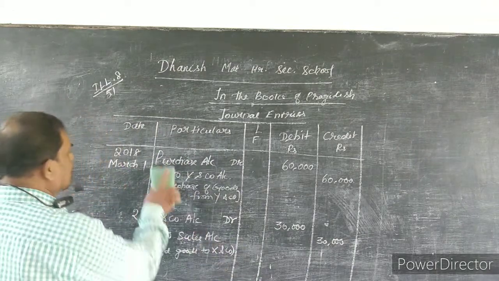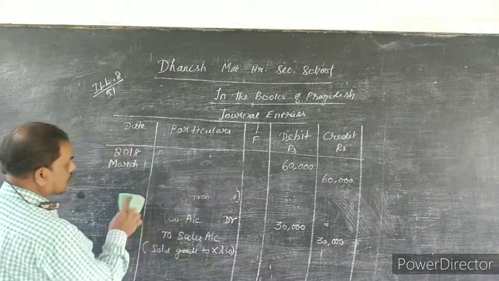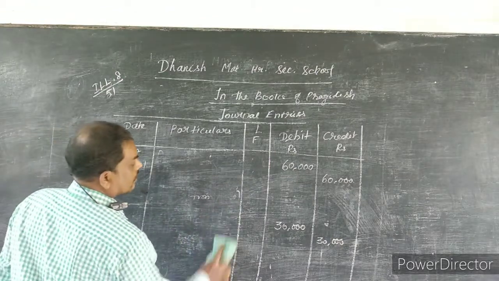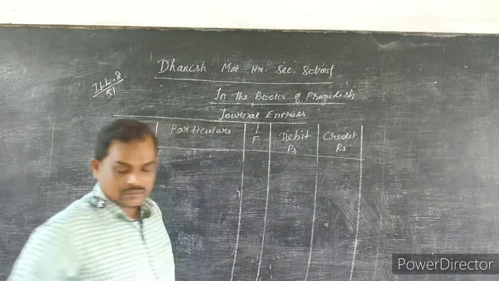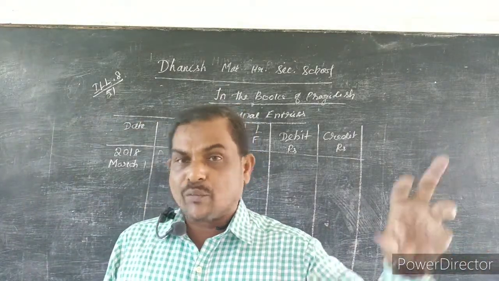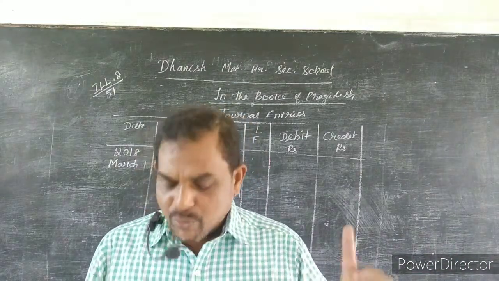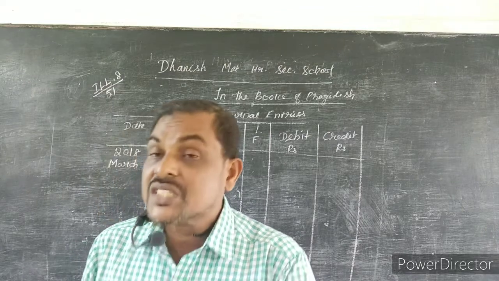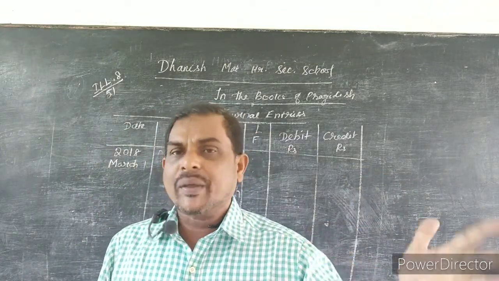Listen my dear students, now the third entry is paid Y and company, because we purchased the goods from Y and company. Now we are paying the amount to Y and company. How much do we have to pay? Actually we have to pay 60,000, because we purchased 60,000 value of goods.